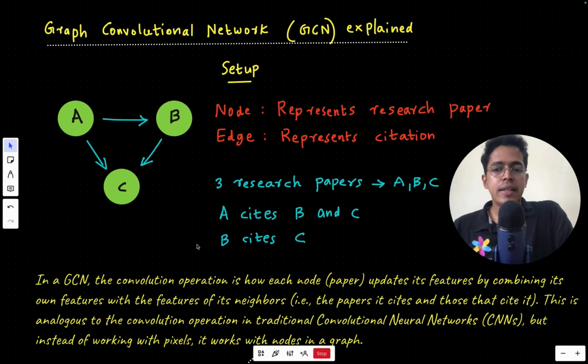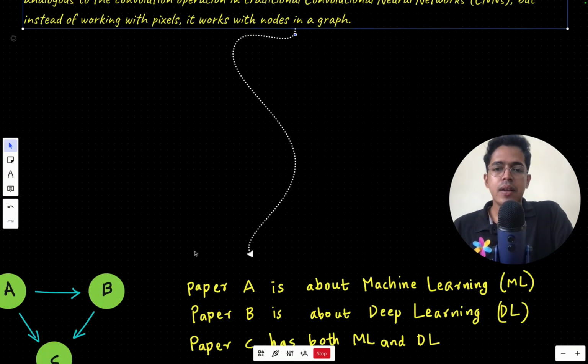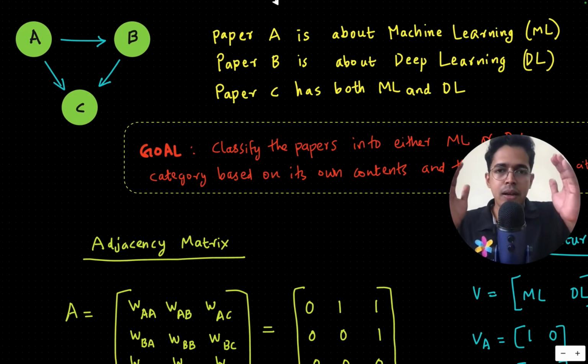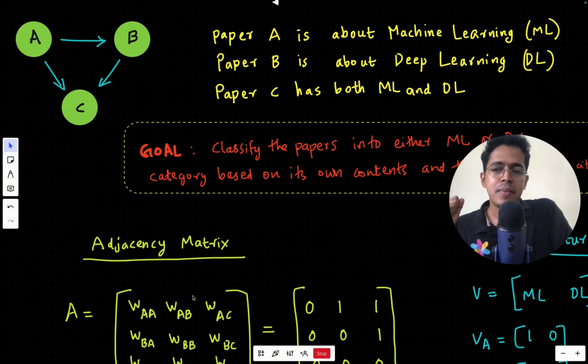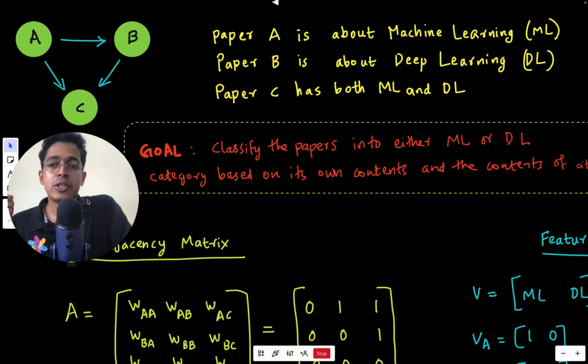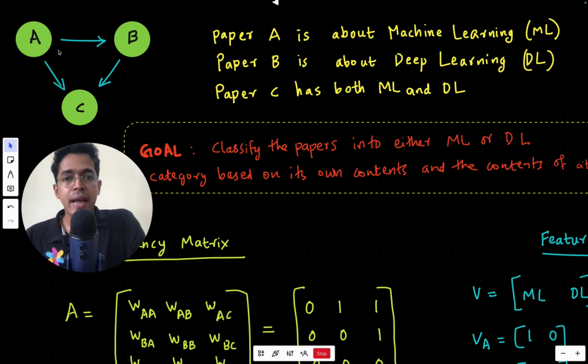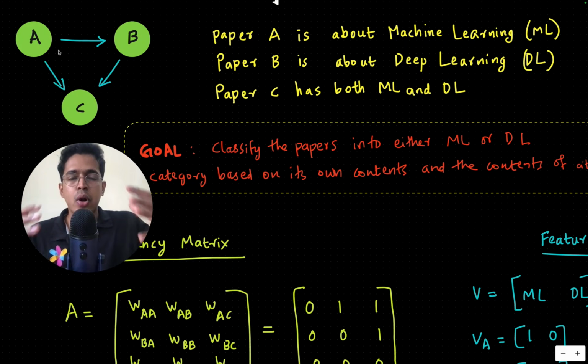Now, let us look at these features. Firstly, let us lay some rules for these papers so that we can define the feature matrix. We can say that paper A is broadly in the domain of machine learning. Paper B is in the domain of deep learning, and paper C has elements of both ML and DL.